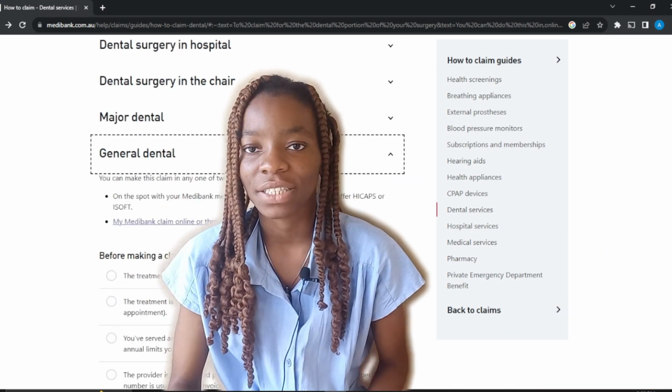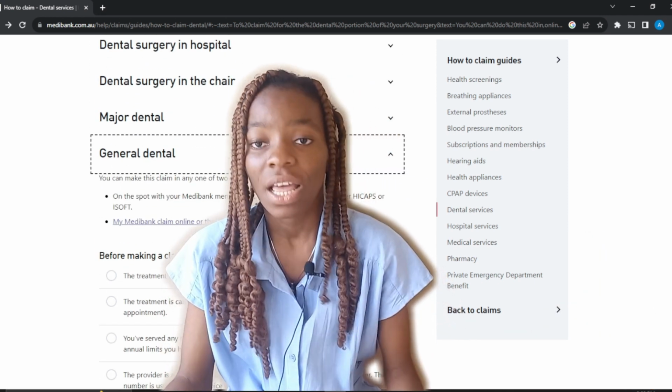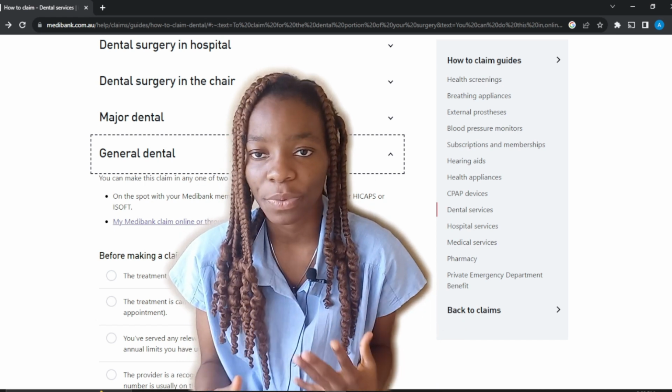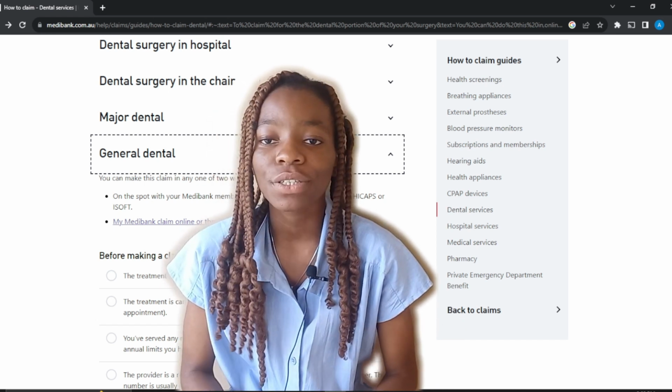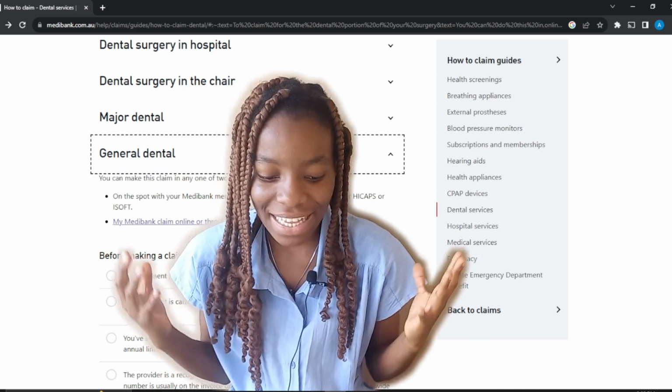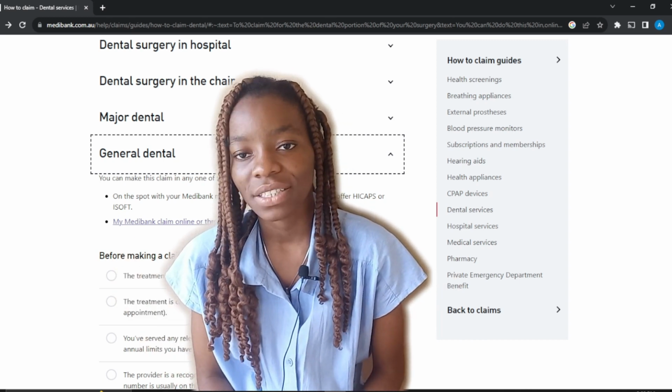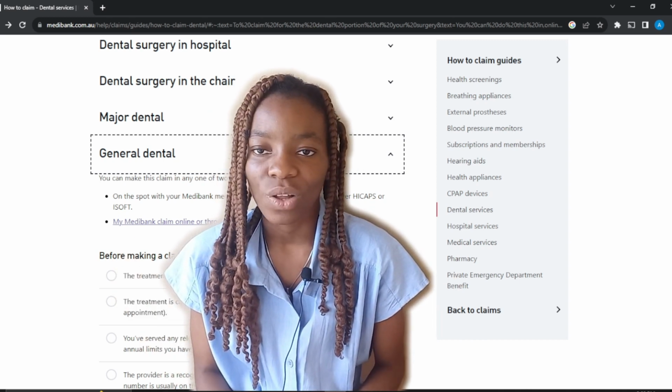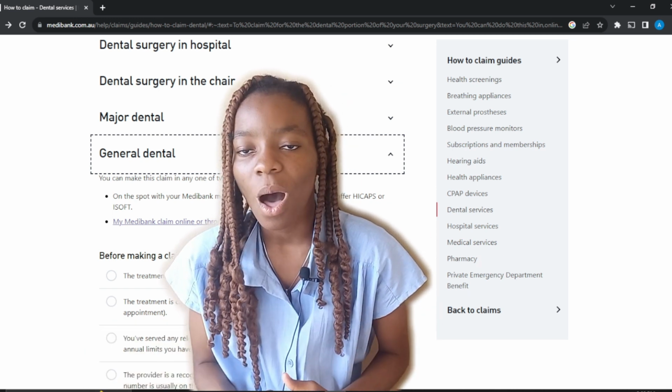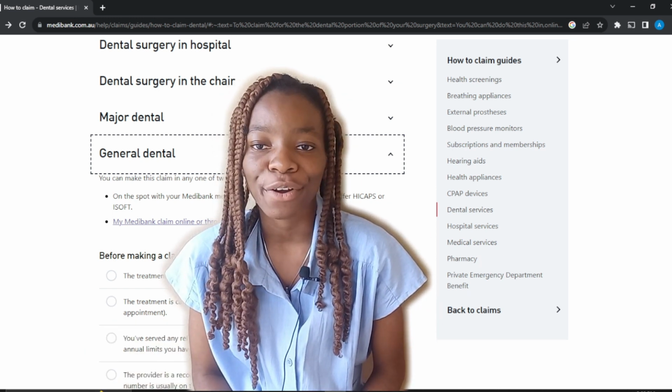So this is pretty much the process. You can go over this tutorial from top to bottom to get acquainted with the steps. And once you're done, you'll be good to go. So this is how you can make a claim for dental surgery or dental services on Medibank. I hope this tutorial helped you.